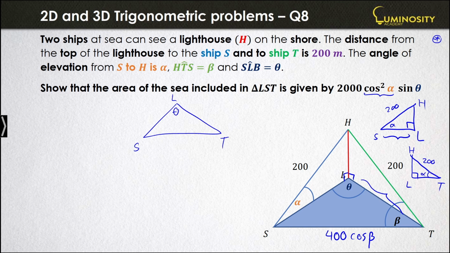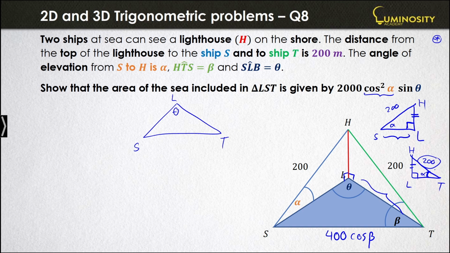Well, looking at these two triangles here, HL is a common side to them. They both have a 90-degree angle. And they both have a hypotenuse length that is 200. So I could say that these two triangles are congruent by right angle, hypotenuse, and common side HL. Okay, so that's how I can get that angle to be alpha, and that's really important that we're able to do that. Identify congruency within triangles.